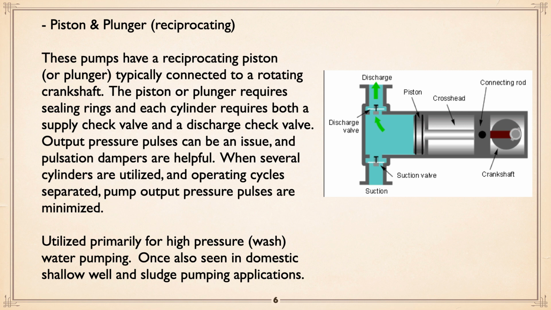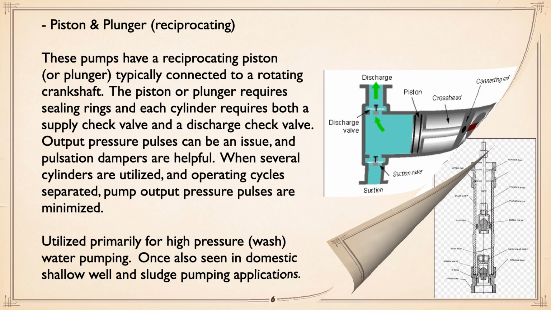Pulsation is an issue, so very often they have little shock chambers with air to dampen that, and you can have multiple cylinders to smooth things out a little bit because each one of these has a very distinct pulse. The more cylinders you have, the more it's evened out. Primarily used for high pressure wash, domestic shallow well and sludge pumping applications as well. But the classic one is high pressure wash, like car washes and things like that.